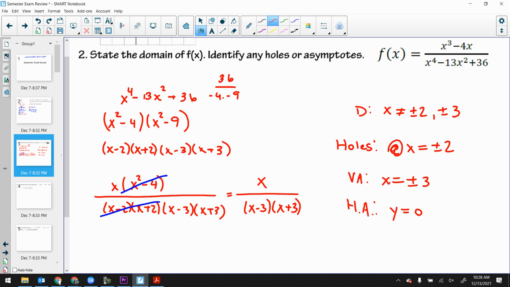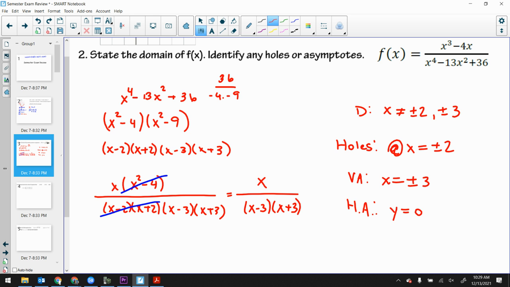Again, that's because it's bottom heavy. Remember, if it's top heavy, there is no horizontal asymptote. If it's bottom heavy, it's at 0. If it's equal, then you have to take a look at the leading coefficients. And I believe that's all we got there, right? Plus or minus 2. We've got the domain, the holes, the vertical asymptote, and the horizontal asymptote.